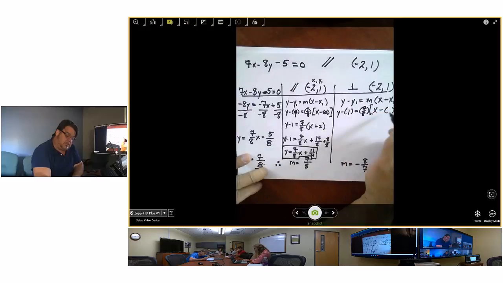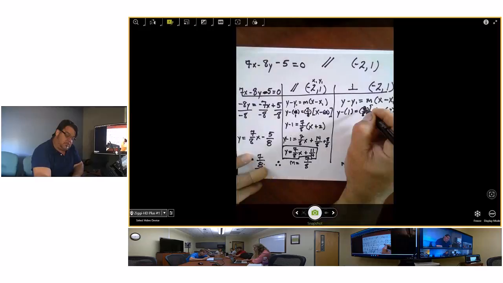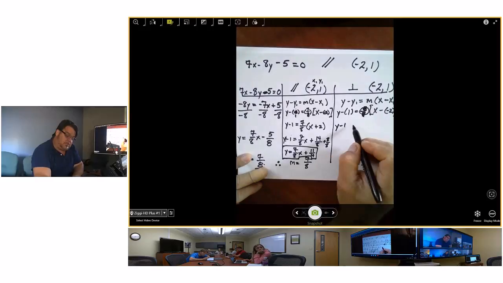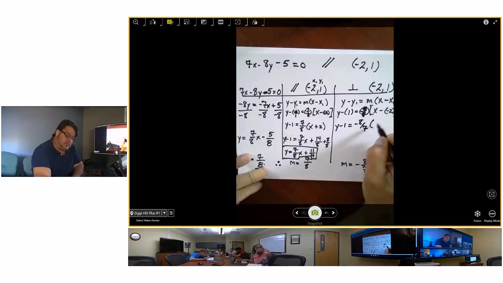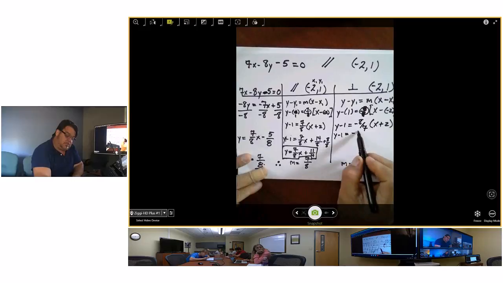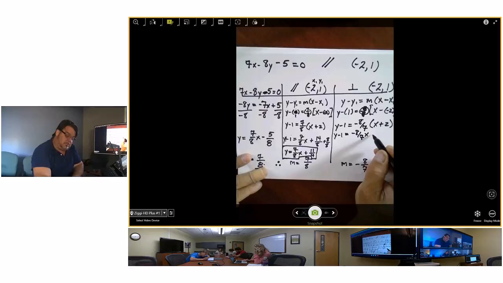Y minus 1 is equal to 7/8 x minus a negative 2. I'm sorry, 8/7. Sorry, negative 8/7. Y minus 1 is equal to negative 8/7 times x plus 2. Y minus 1 is equal to negative 8/7 x minus 16/7.